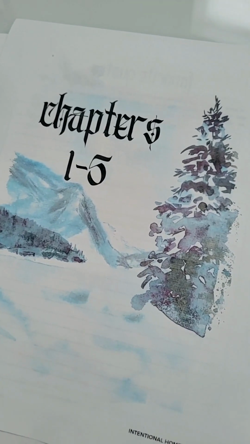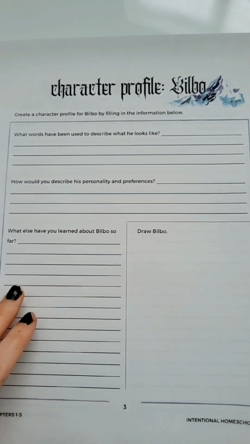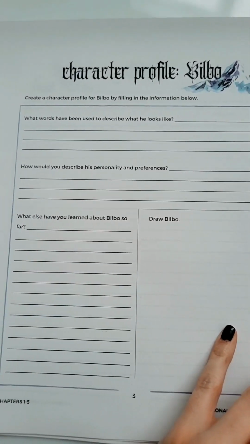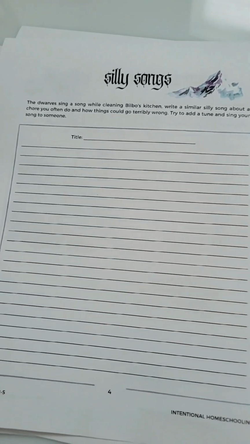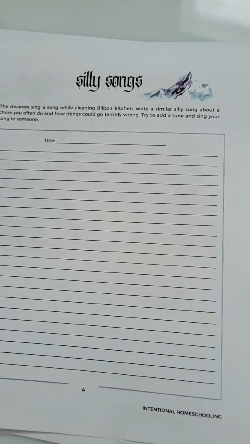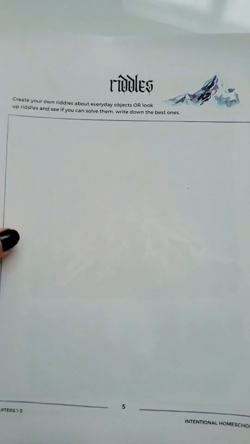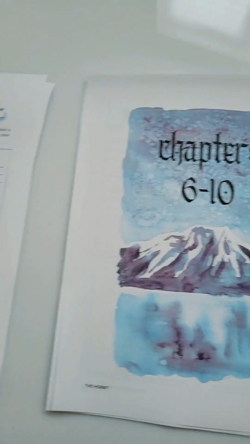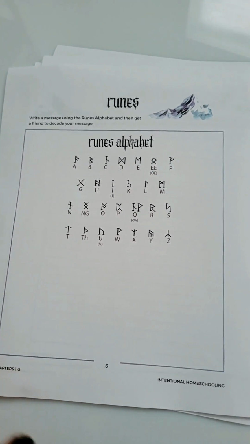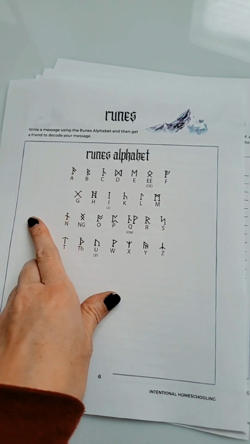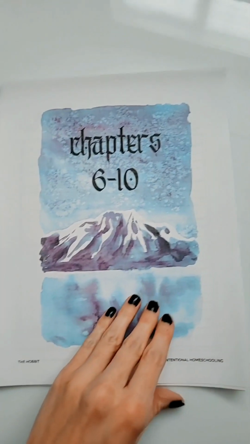So the first part covers chapters 1 through 5. Each section has a character profile for you to fill out, or for your kids to fill out, on one of the characters. This one has a spot for some silly songs because the dwarves are all about their songs, and some riddles to pay homage to Gollum and his riddles. We've got the rune alphabet on the last page for this section, and then the kids are supposed to write a secret message and get a friend to decode it, and then we go on to the next section.